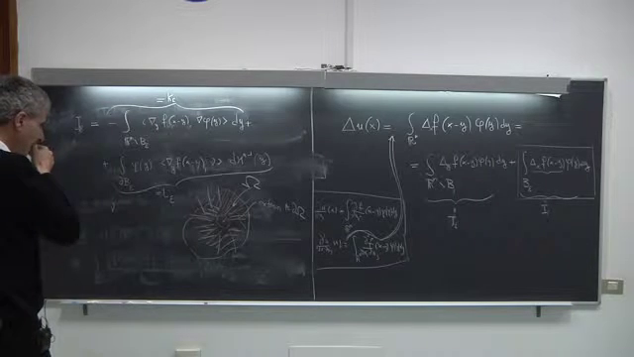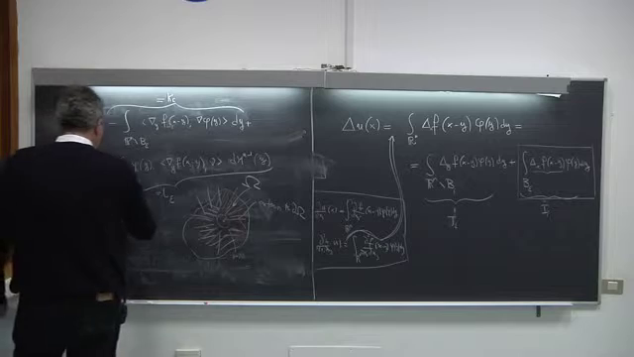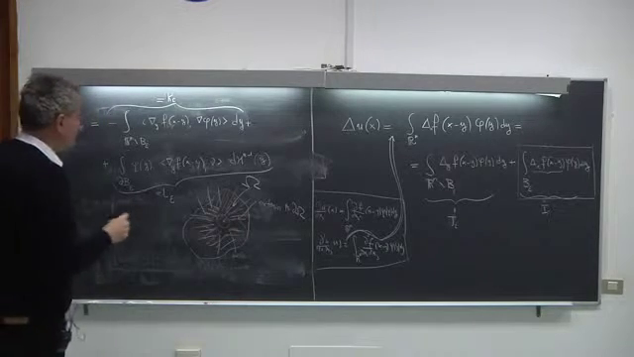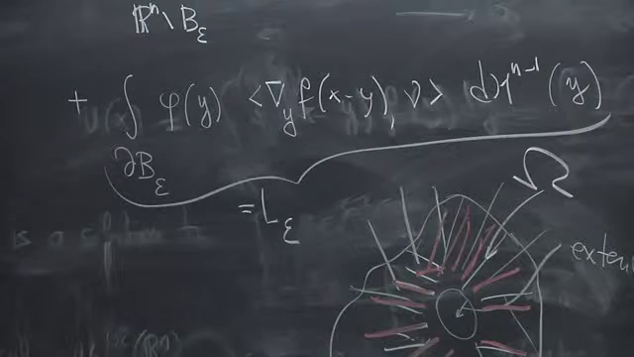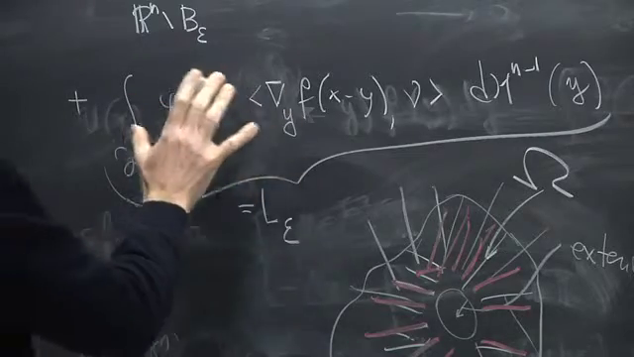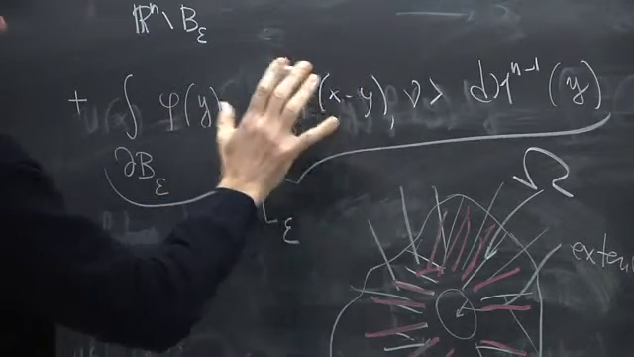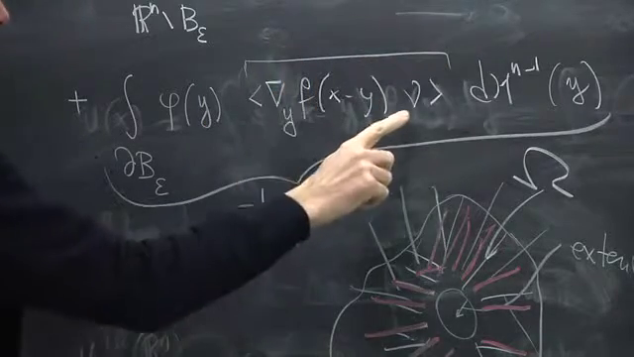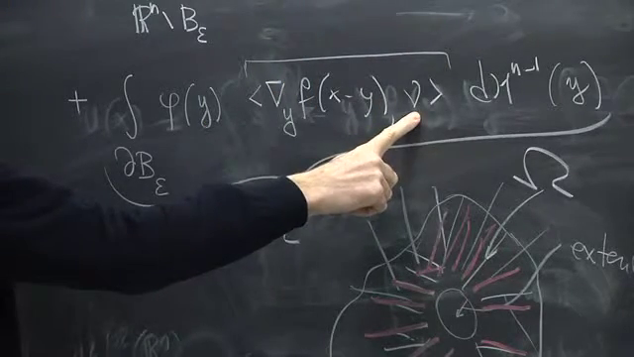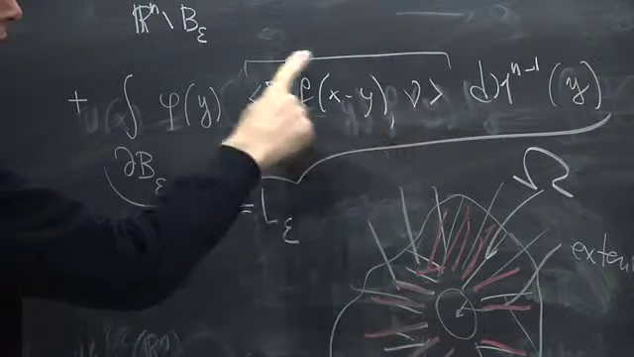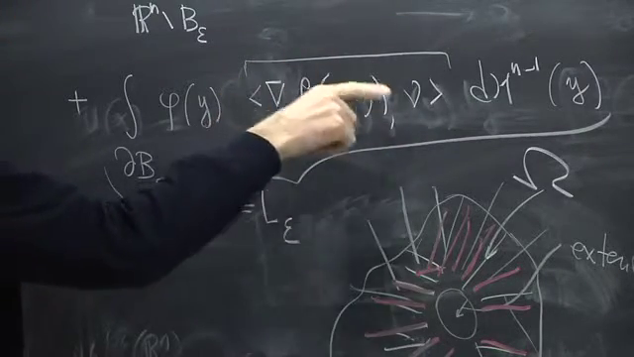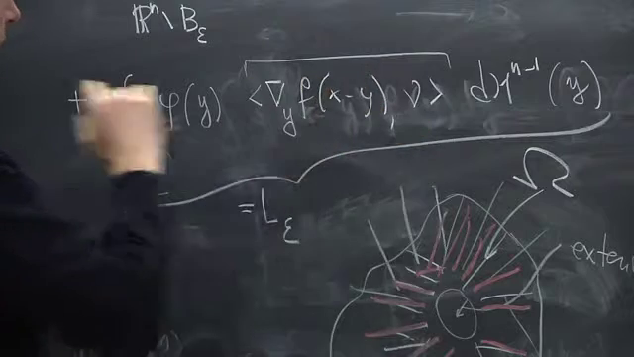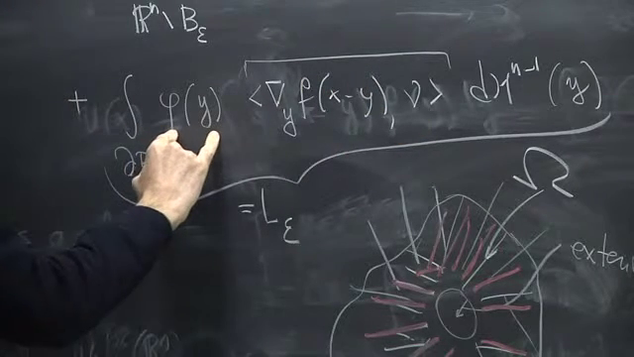Now, again, arguing as in the previous case, look at this. This is bounded because this has length 1 and this is bounded. Therefore, this is bounded. Then I have to integrate this.